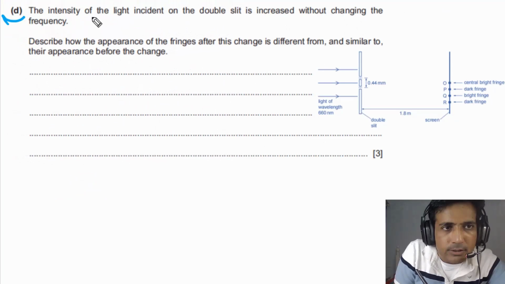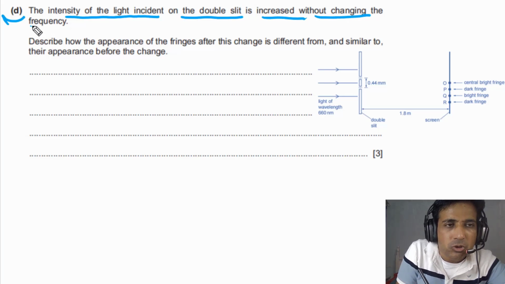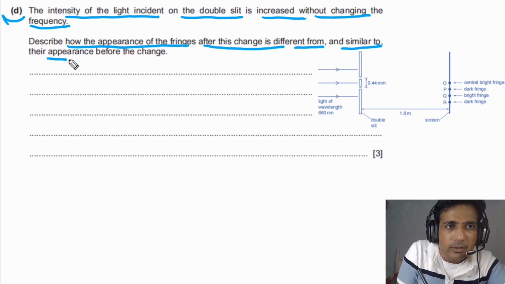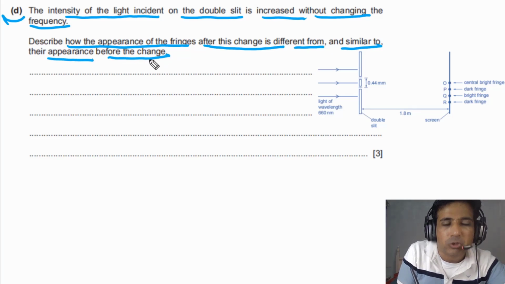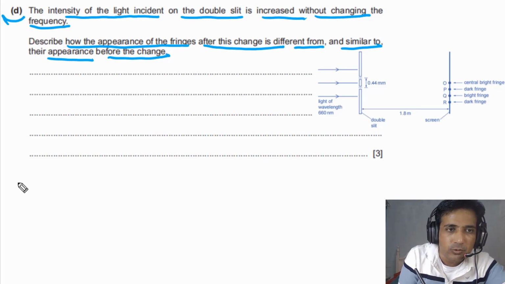For part D, it is given to us that the intensity of the light incident on the double slit is increased without changing the frequency. Describe how the appearance of the fringes after this change is different from and similar to their appearance before the change. Let's try to understand what is happening in this case. First thing you need to understand, we can say the first case. I will simply write here case 1.